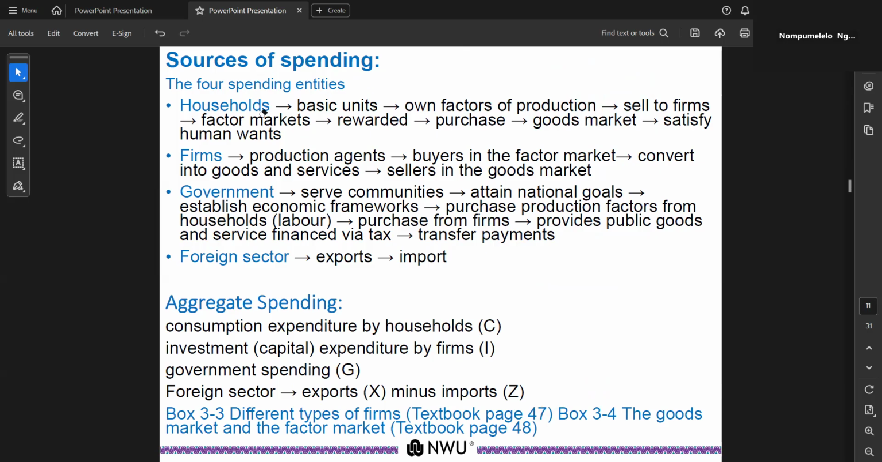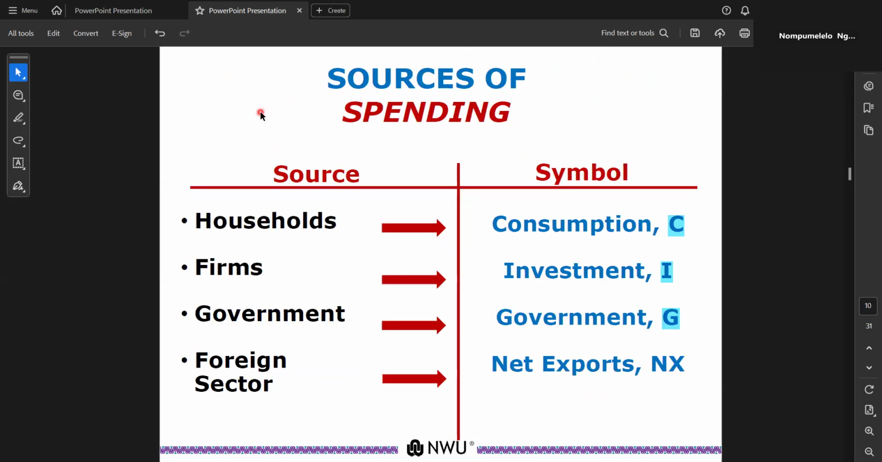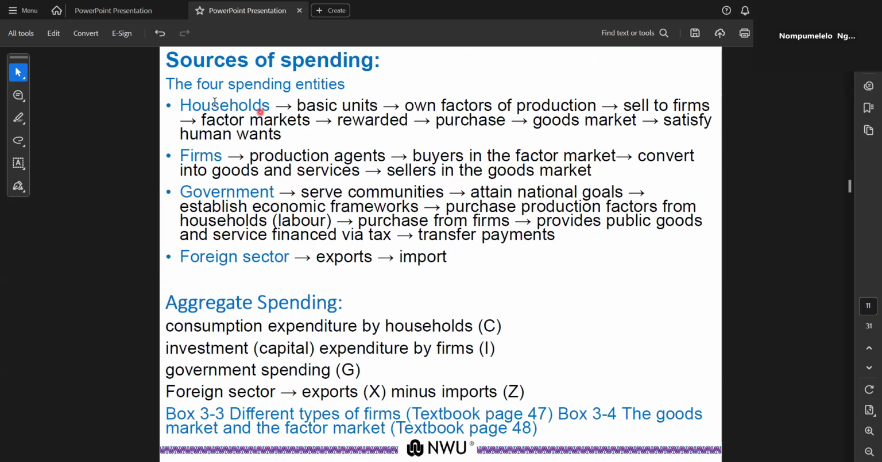Sources of spending, they say in here, households, basic units, own factor. Okay, so let me just explain. The sources of spending is the household. I did explain this in the previous slide, but I'll just do it again. The households, also known as the consumers, are the owners of the factors of production. So they own the factors of production.